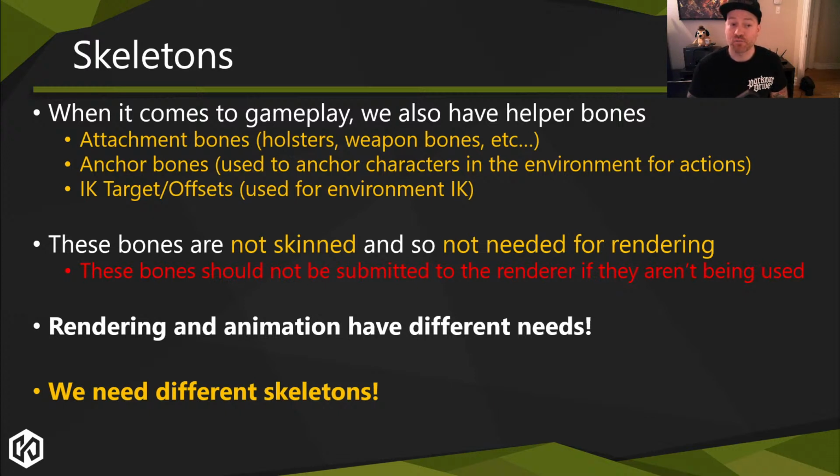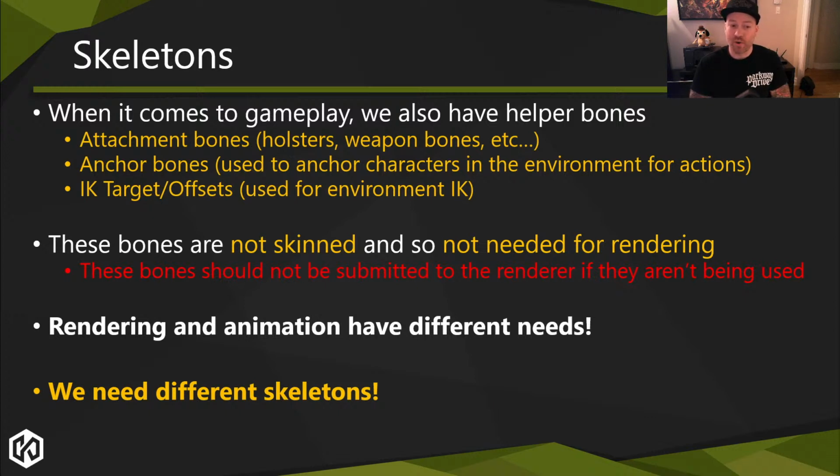Additionally, we have anchor bones, which are used to basically define a point in the environment that we're interested in interacting with, that's used for warping or those kinds of things. We're going to get into that later. Or we have things like IK targets and offsets that we use to solve procedural animation problems. So these are just bones that are in the skeleton that animators will need to animate and place correctly in the scene, keyframe or whatever. But they don't matter for rendering, if that makes sense.